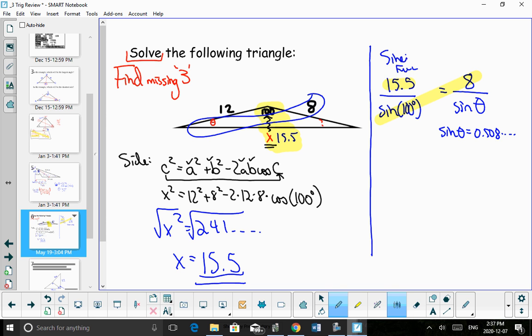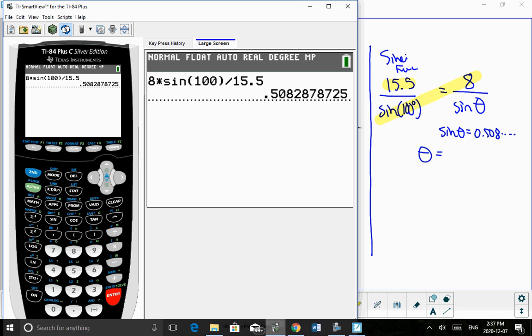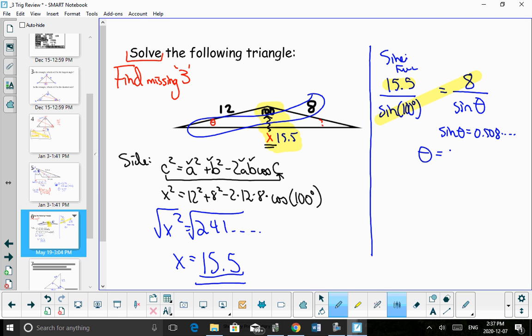I just want to find theta. Again, on my calculator, because I'm looking for an angle, I go second sine, and I did second sine because I used the sine rule. And I get out 31 degrees. Okay, so now I know this corner here. So the last thing to find is the question mark.